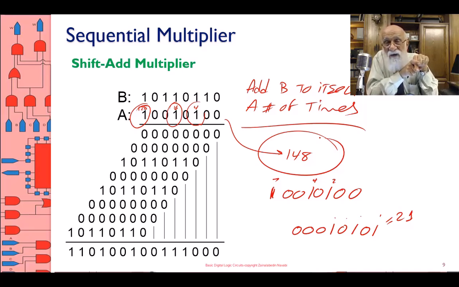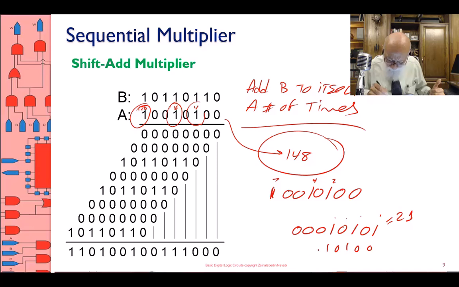The one in position 2, which is add b to itself 4 times, instead of performing this, what if I just shift b 2 places to the left? What if I make b this 0, 0, 1, 0, 1, 0, 1, 0. What is this now? This is 1 place to the left. No, that's 2 places to the left, sorry. 2 places to the left is this.